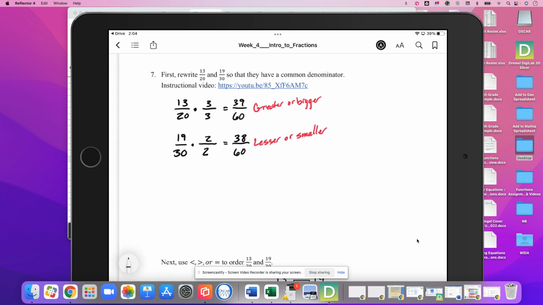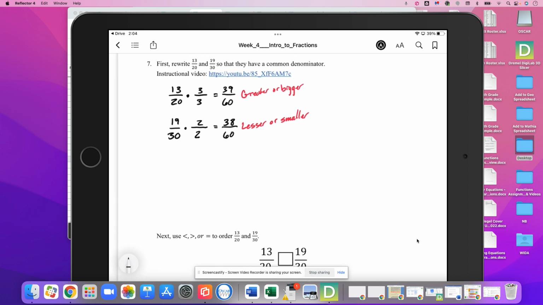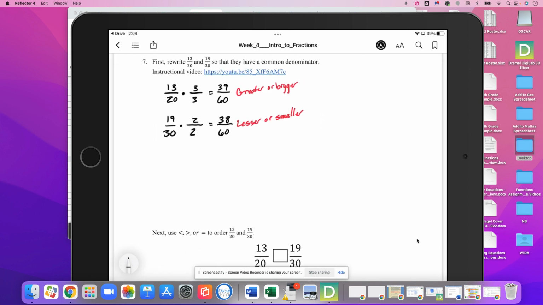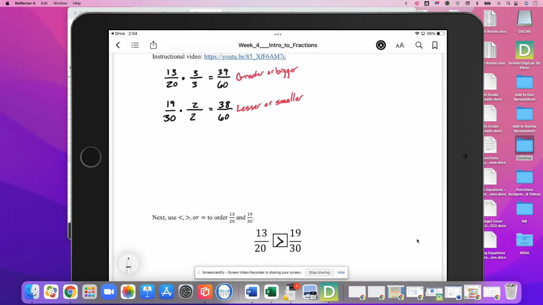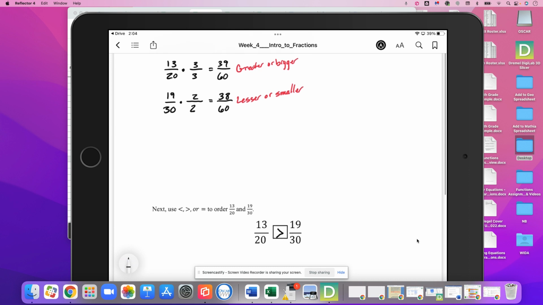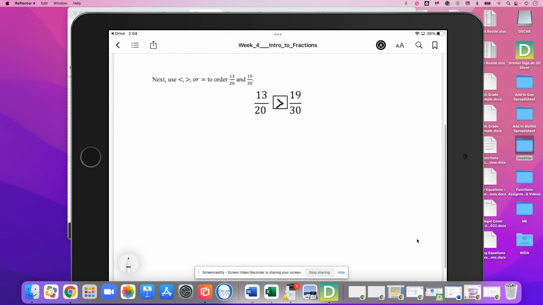All right. Now we're supposed to compare these two fractions using a greater than, less than, or equal to symbol. And so the one that is greater is 13/20. So the alligator eats the bigger number, right? So there it is. 13/20 is greater than 19/30.